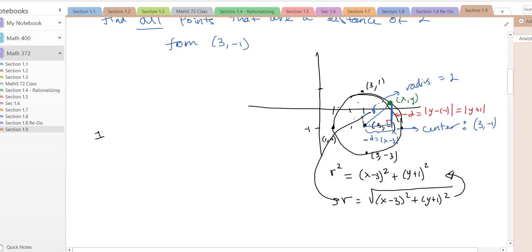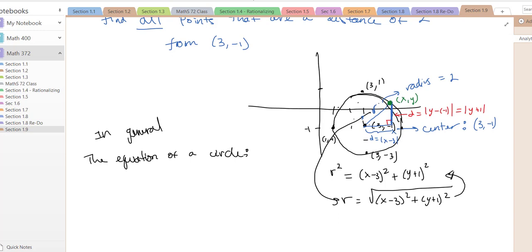So in general, the equation of a circle is, that should say circle.